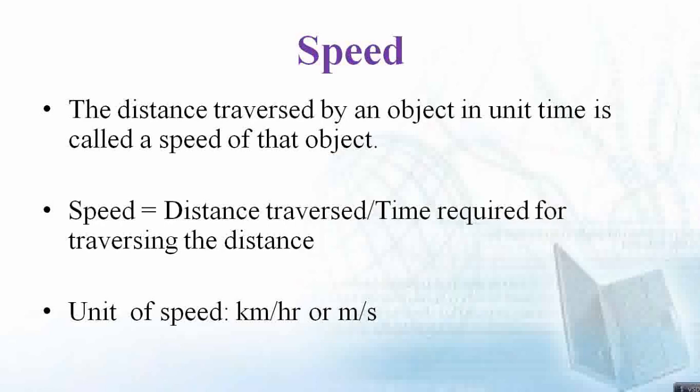And how do we calculate it? We calculate it with the help of a formula: distance traversed divided by the time required for traversing the distance. So, distance divided by time will give the average speed of that object. And we calculate speed in units of kilometers per hour or meters per second.